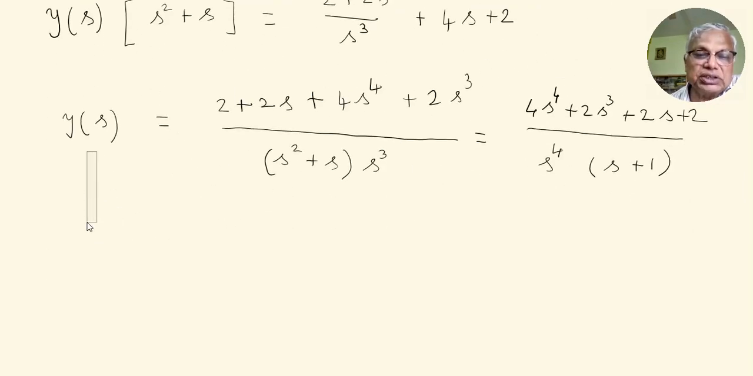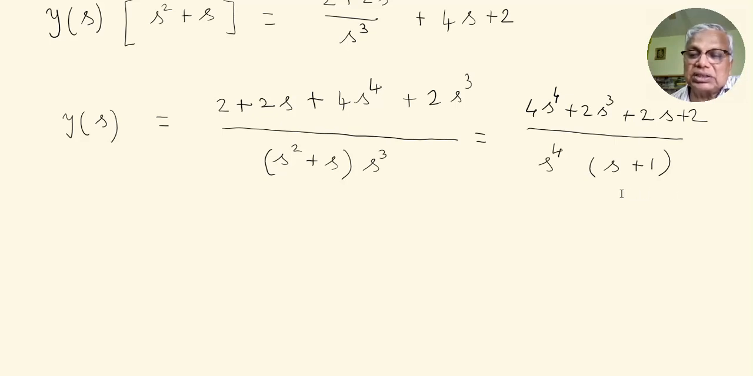If you take the inverse, you will get y of t. Now how to take the inverse? There are different methods. One is by means of partial fractions. So let us split this term into partial fractions. You have to factorize the denominator first.